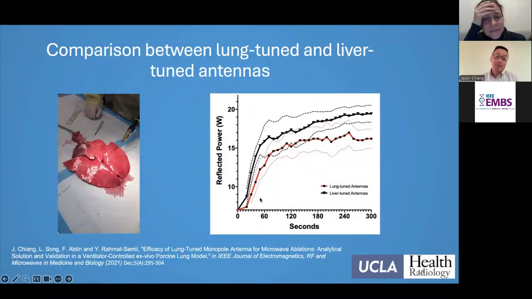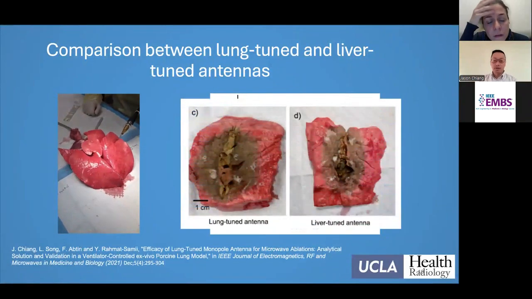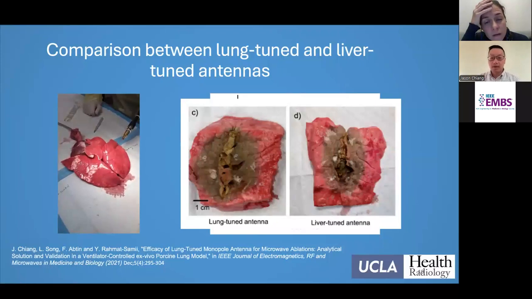And basically what we're able to show, again, this is reflected power, so part of your S11, although it's not on a log scale. And again, the lower numbers mean it's more efficient. We can show that in the lung with ventilation, a lung tuned antenna actually delivers energy more efficiently than a liver tuned antenna. And you can see here that the lung tuned antenna is able to create a larger ablation zone compared to a liver tuned antenna within the lung.